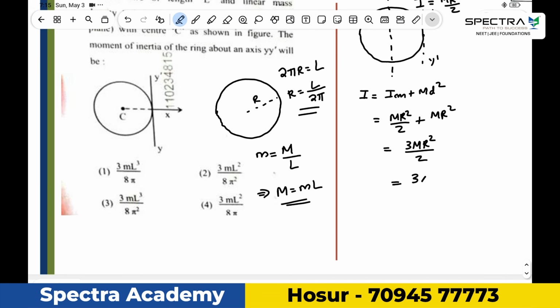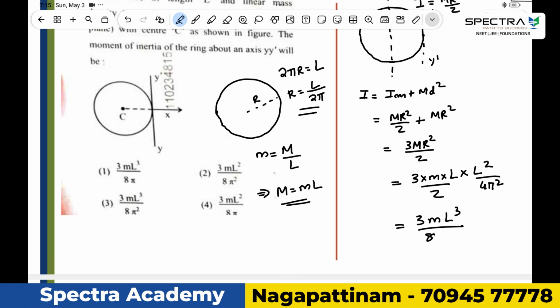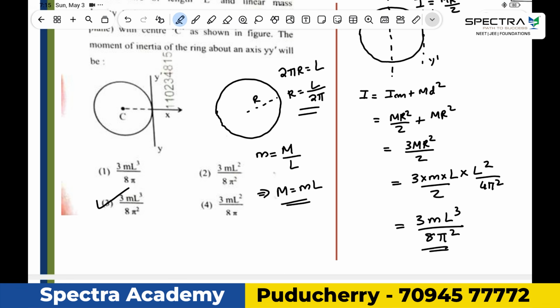So this is 3 into small m into L into r square. r square is L square by 4 pi square, divided by 2. So what you are getting? It is 3m L cube by 8 pi square. So which is the right option?